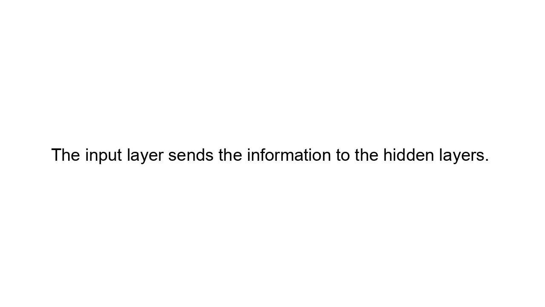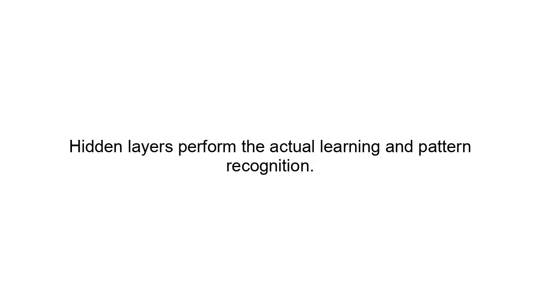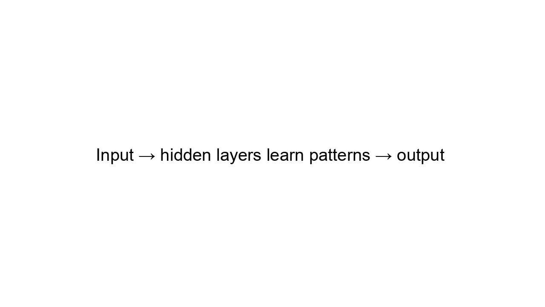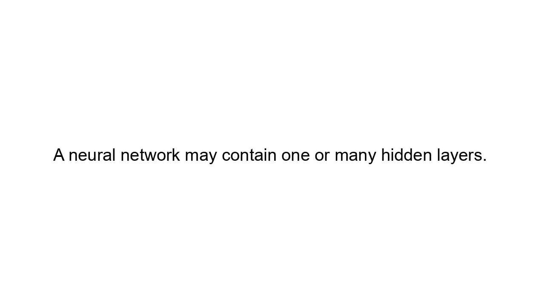Hidden layers. Hidden layers perform the actual learning and pattern recognition. Each neuron in the hidden layer processes the input and sends its output forward. Example concept: input, hidden layers learn patterns, output. A neural network may contain one or many hidden layers. Networks with many hidden layers are known as deep neural networks.